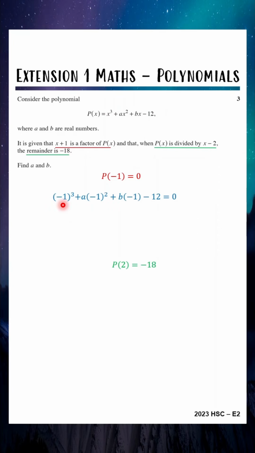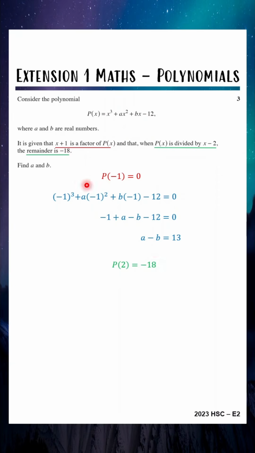So we'll get negative 1 here, we'll get a here, we'll get minus b here, and of course minus 12. Let's just tidy this up by moving all the constants over to the right-hand side. So the 12 goes across and the 1 goes across, so we get a minus b equal to 13.